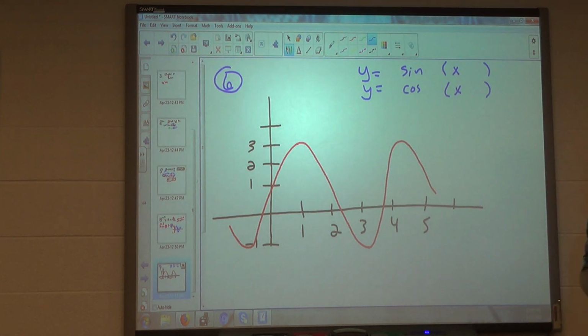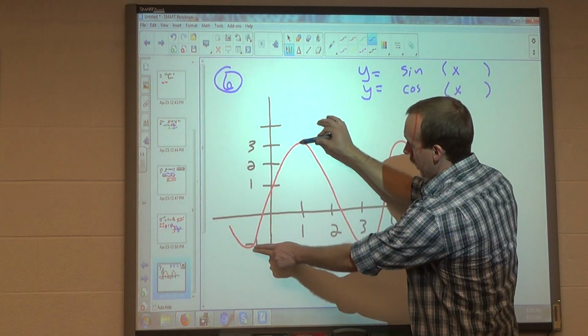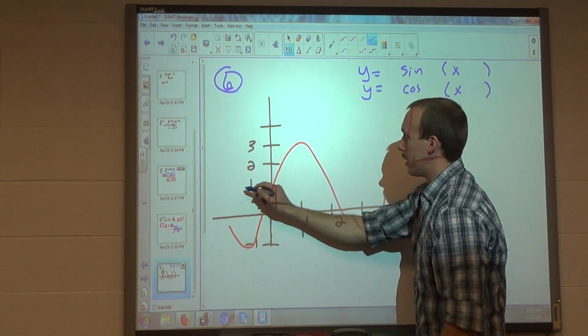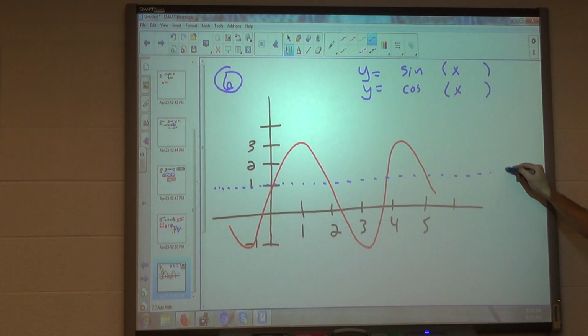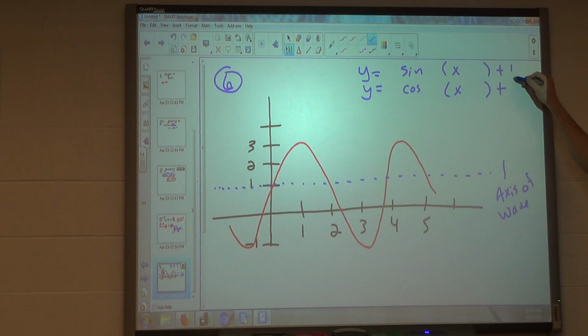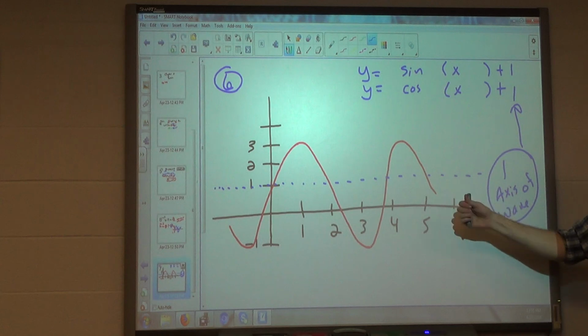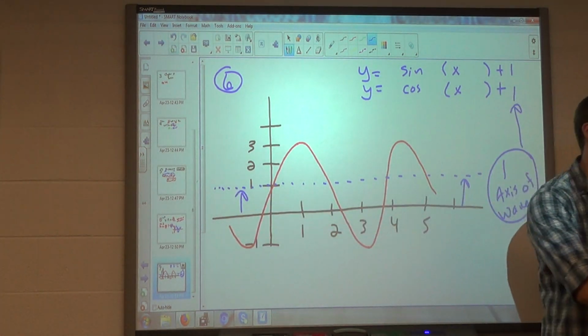Where would the middle of this be located? 1. So if you counted it out, here's the peak, here's the valley. If I go 1 here, and then I get 1 closer, you can see the middle line would be at 1. So again, this is called the axis of wave. That's the vertical shift, right? That's my new x-axis. So what happened to this graph? It shifted up 1 unit.